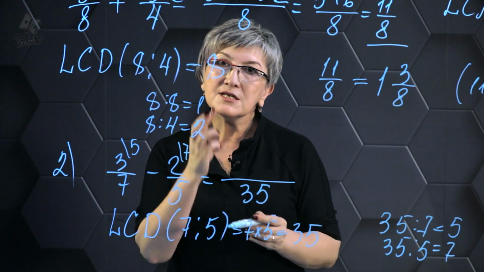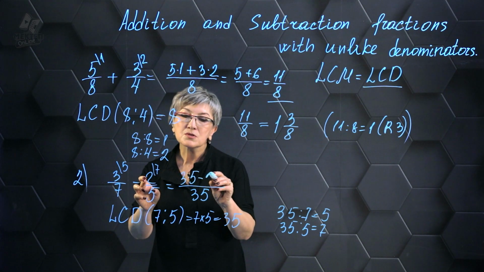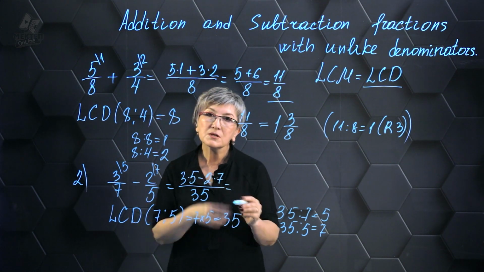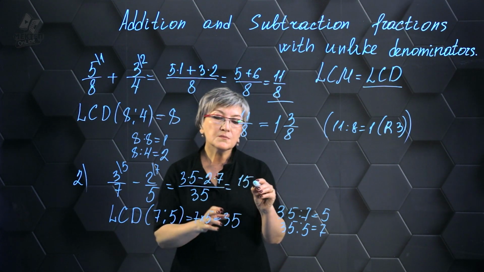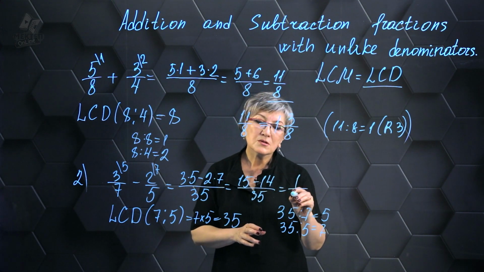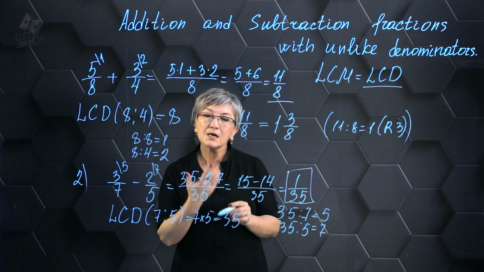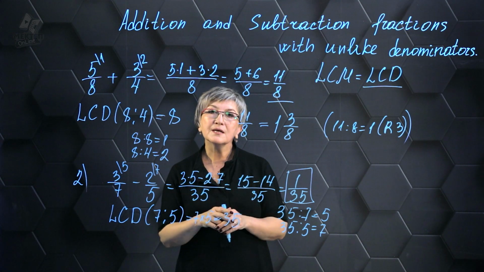Next, Step 3. I multiply 3 by 5. I'm writing 3 times 5, minus 2 times 7. As a consequence, I get 15 minus 14, all divided by 35. So then you get the fraction 1/35. This fraction will be the result of our subtraction.